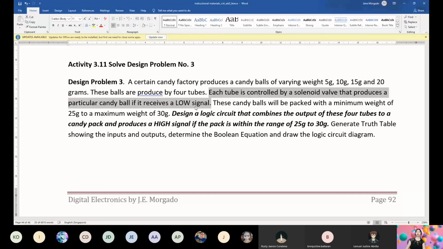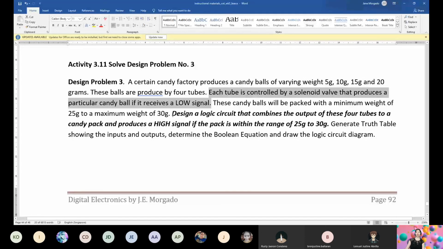Okay? Ito naman. Each tube is controlled by solenoid valve that produces particular candy ball if it receives a low signal. Okay? These candy balls will be packed with a minimum weight of 25 grams to a maximum weight of 30 grams. Okay. So, meron siyang packaging. Ang packaging niya is from 25 to 30 grams. Yung weight niya.